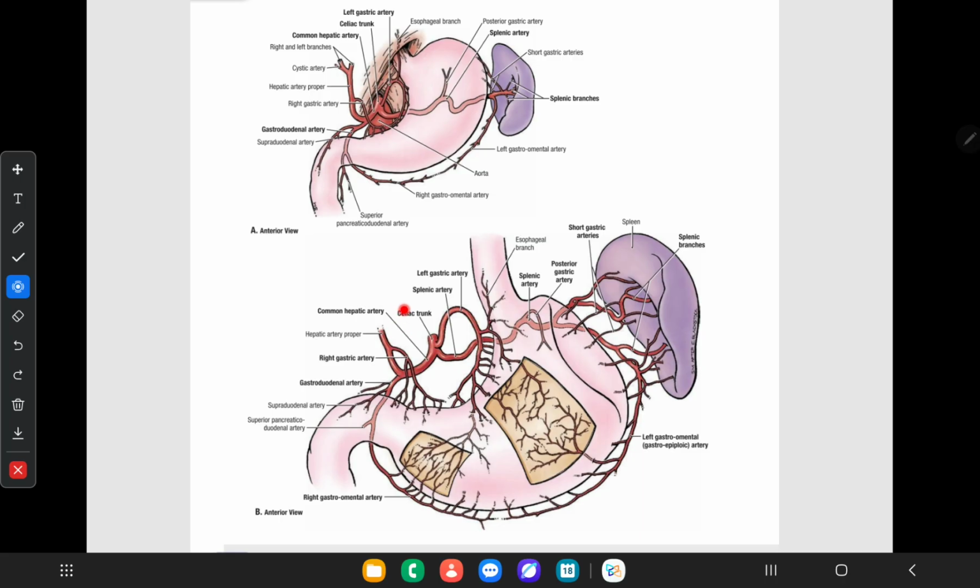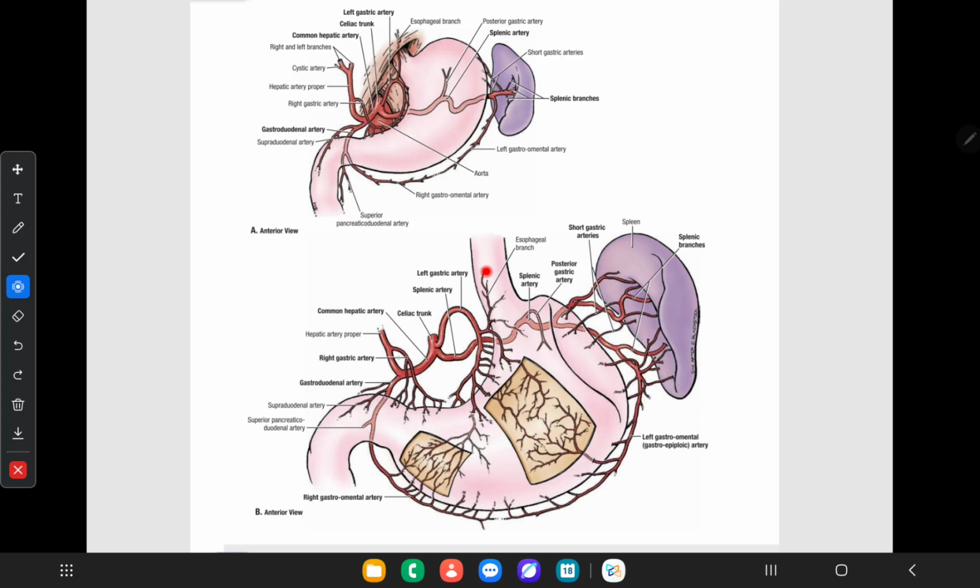You know the lesser omentum is the peritoneal fold attached to the lesser curvature and to the liver. So the lesser omentum is in this area, and the left gastric artery enters its left end. Before entering the lesser omentum, it gives off esophageal branches to the lower end of the esophagus. Inside the lesser omentum, it anastomoses with the right gastric artery along the lesser curvature of the stomach.